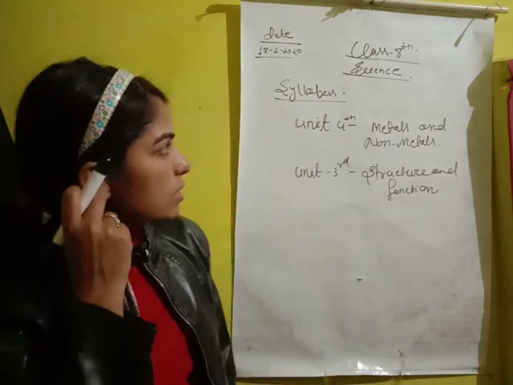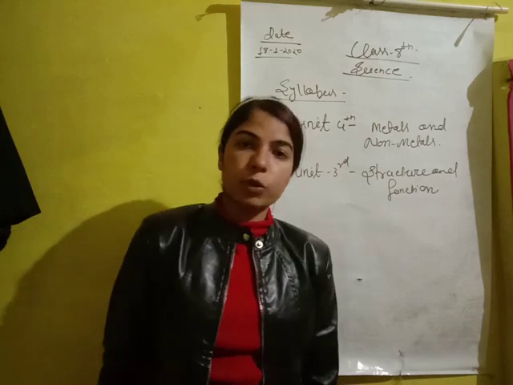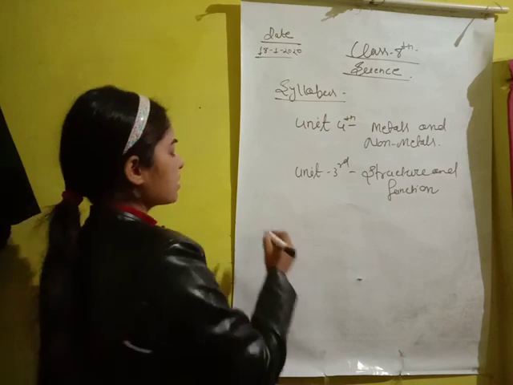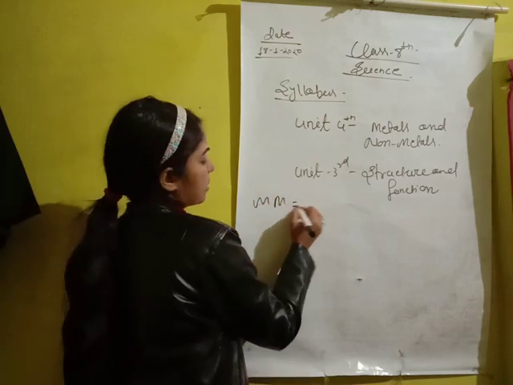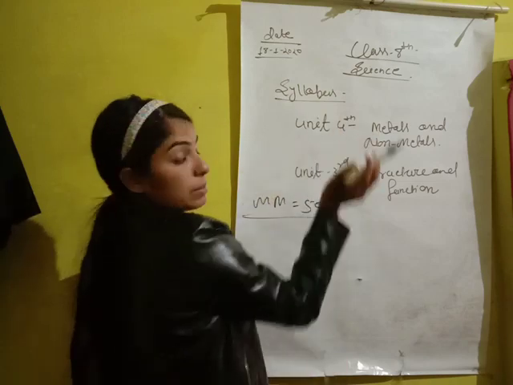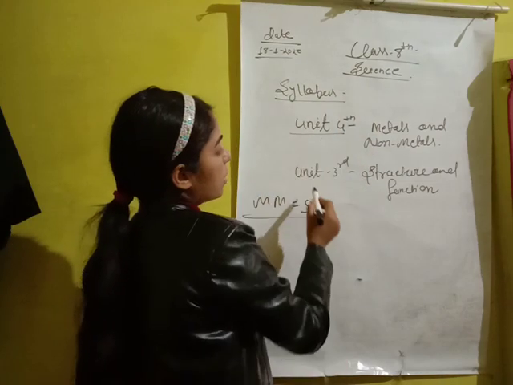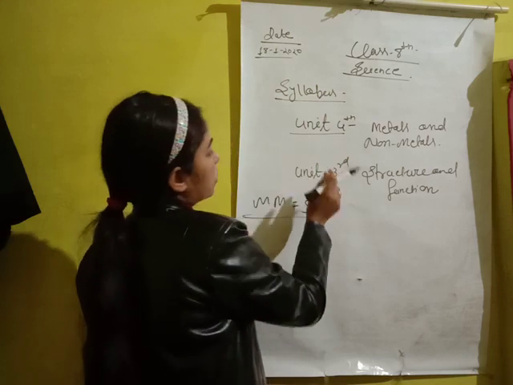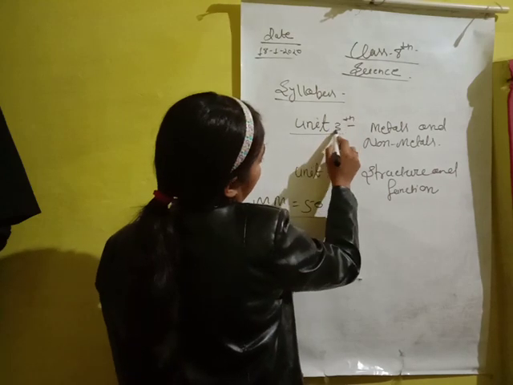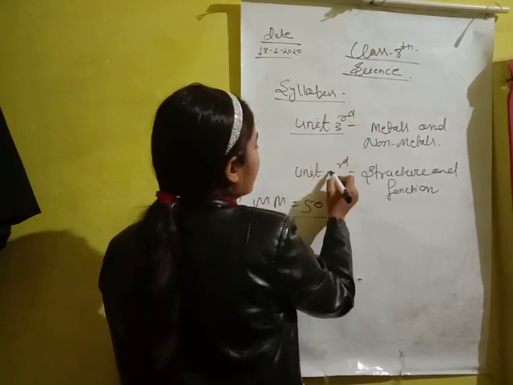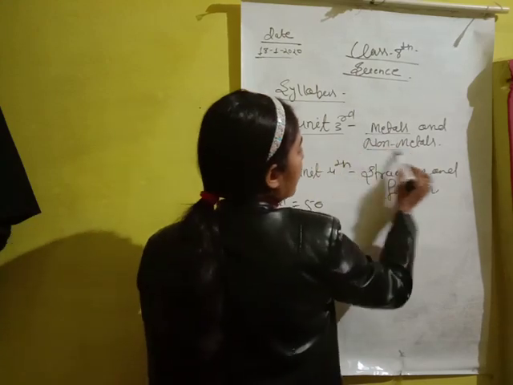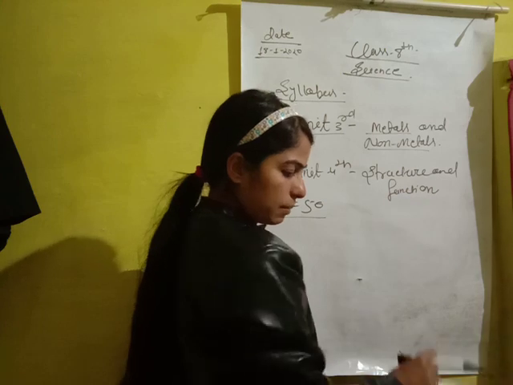Okay, so students, in this video I'm going to tell you about the syllabus of your second unit test. As you know, the maximum marks of the unit test is 50. Your syllabus is of unit 3rd and unit 4th. Clear? So from unit 3rd, the chapter is matter and non-matter.